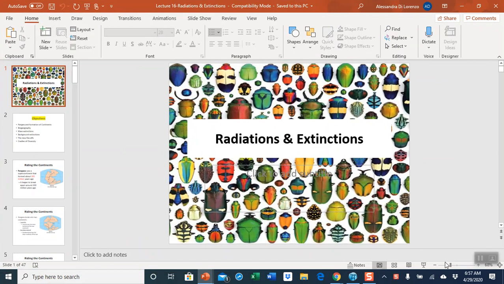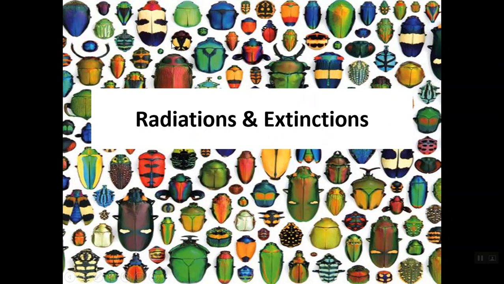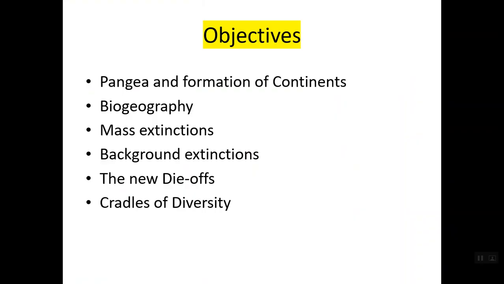Welcome, students. Today we're going to go over the chapter on radiations and extinctions. Really, this chapter is much more than just that. The objectives of this chapter are understanding how the continents formed from a supercontinent, the supercontinent Pangaea, which you have, I'm sure, heard about in high school already. Then we're going to talk about biogeography a little bit, how, considering Pangaea, we can understand the history of distribution of species on Earth.